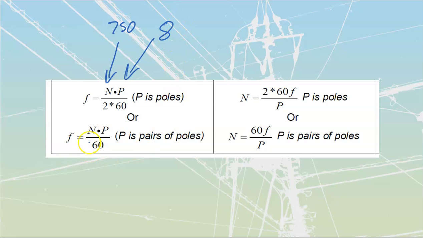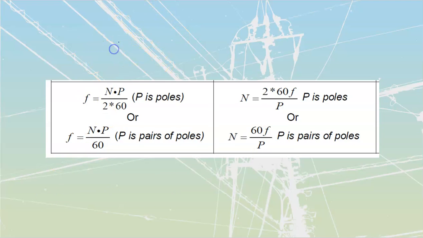Note that if you do this bottom formula over here, and I do the same 750 RPM, but now I go with 4 pole pairs, a pole pair being a north and a south, if you punch in 4 times 750 divided by 60, you're going to come out to the exact same 50 hertz.